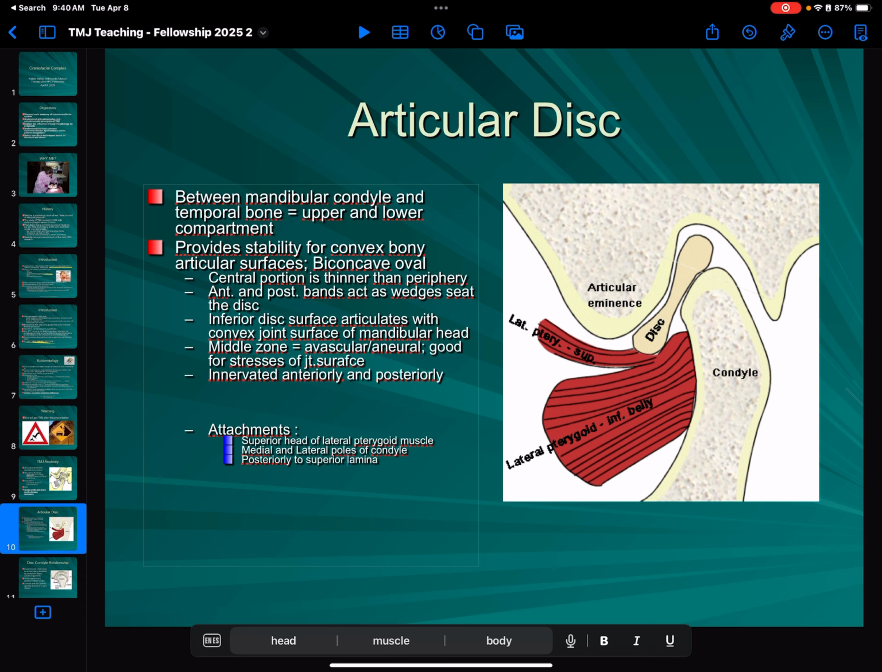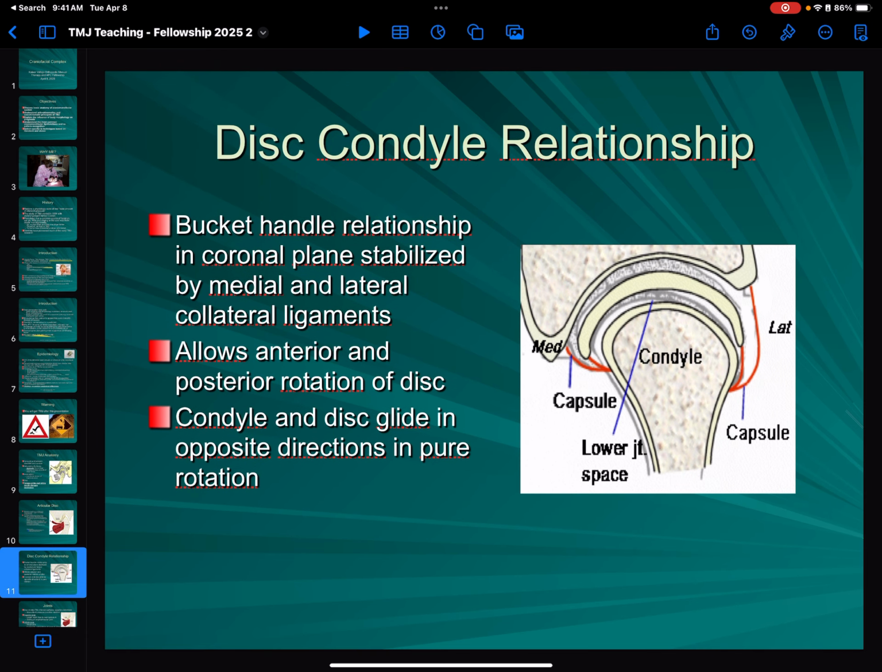So that inferior disc surface articulates with the convex joint surface, as I mentioned earlier. The middle zone is avascular and aneural, which is what we want. And then there's one main muscular attachment, which is the lateral pterygoid, which provides stability, and we'll talk more about that later as well. So this condyle relationship, they often describe as a bucket handle relationship.